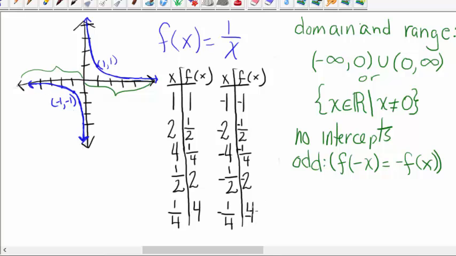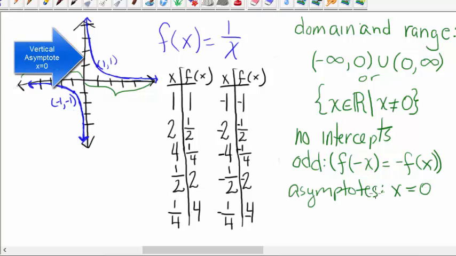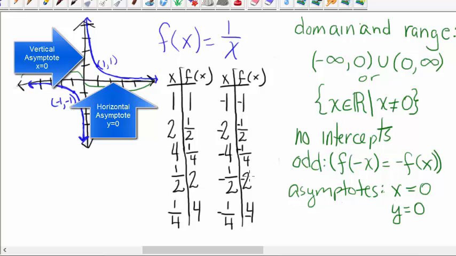It has asymptotes, and an asymptote is a line where the function is getting closer and closer to that line, but never reaching it. So we see we have asymptotes here. We have a vertical asymptote, which is the line x equals 0, which is the y-axis, and we have a horizontal asymptote, which is the line y equals 0, or the x-axis. And you see when you look at the graph that it is in fact getting closer and closer to each of those axes, but it will never actually reach them.